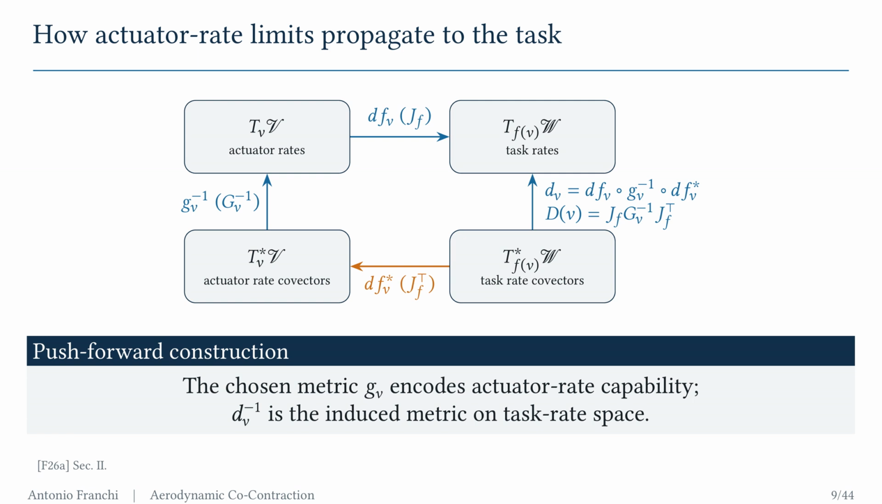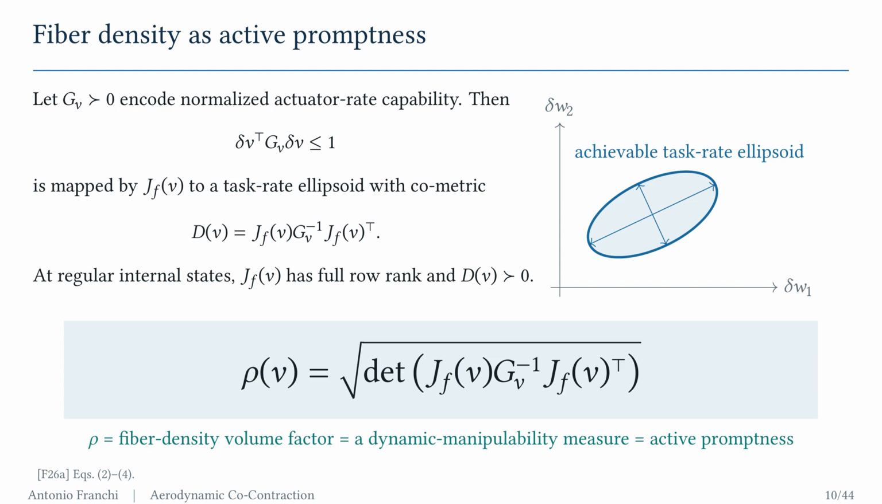In coordinates, the same construction is D(V) equals J_F G inverse J_F transpose. The metric G encodes the normalized actuator rate capability. The actuator metric defines the unit ball delta V transpose G delta V less than or equal to 1. The Jacobian maps this ball into the illustrated task rate ellipsoid. Its cometric is D of F.